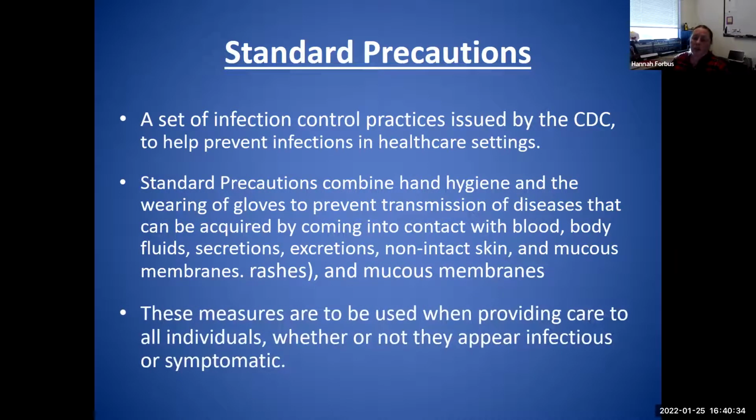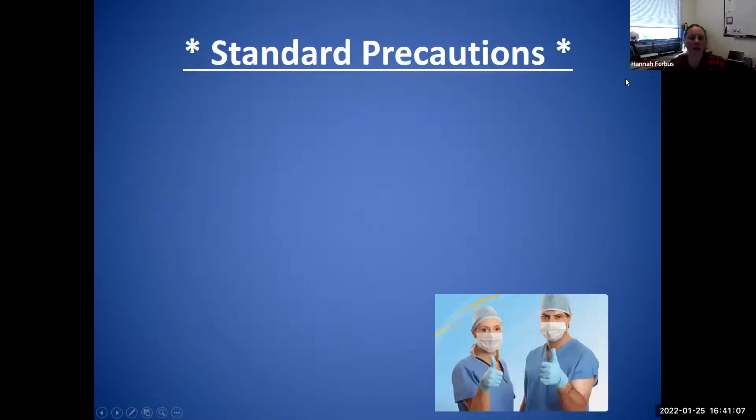These measures are used when providing care to all individuals, whether or not they appear infectious, whether they have symptoms, whether you know if they have HIV positive or not. Okay, so we always apply standard precautions every time we see a patient, no matter what. We treat them all the same as far as hand hygiene, wearing of gloves, etc., to protect them and protect us. We don't need to go digging around in their chart to see if they have any communicable diseases, because we just always use standard precautions. So we're always safe.